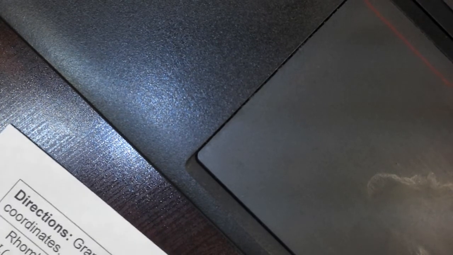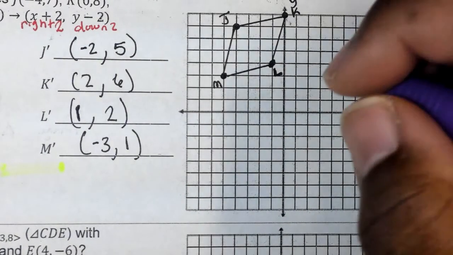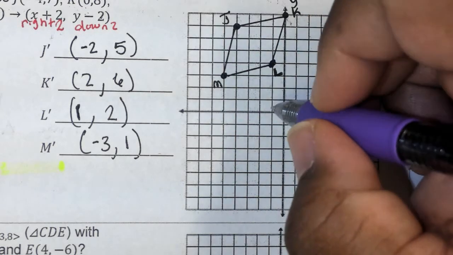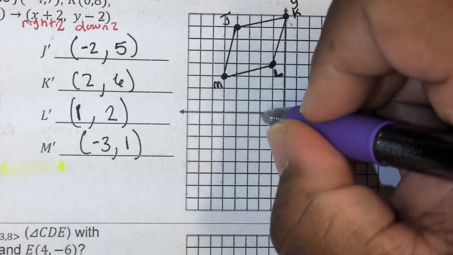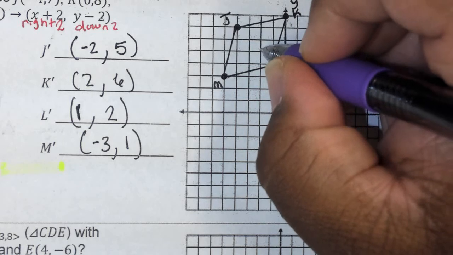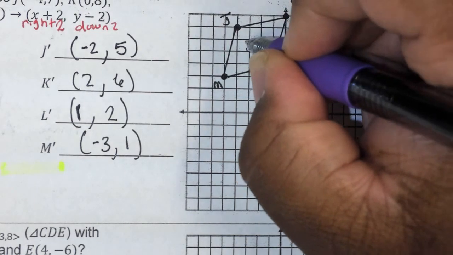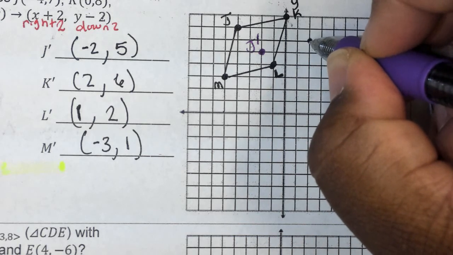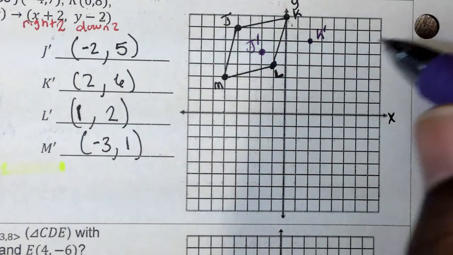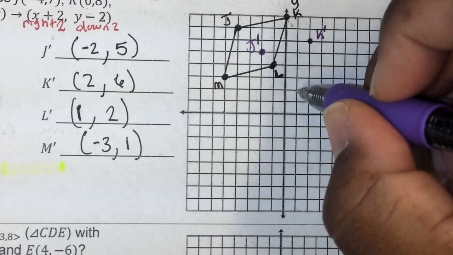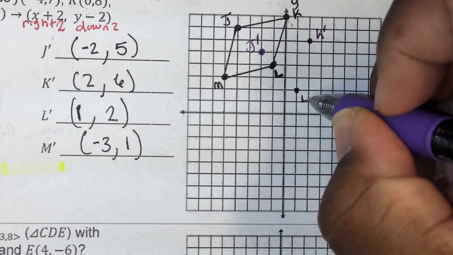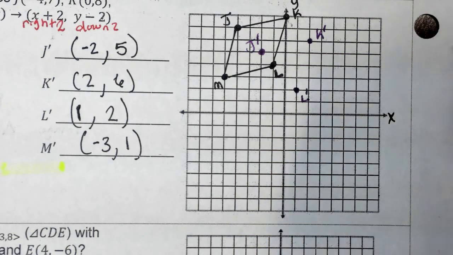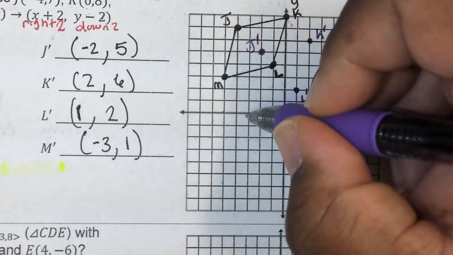I'm going to graph those. Go another color. I start switching colors after a while. I'm about to switch now. J prime is at negative 2, up 5. 1, 2, 3, 4, 5. K prime 2, 6. L prime 1, 2. And M prime is at negative 3, up 1.